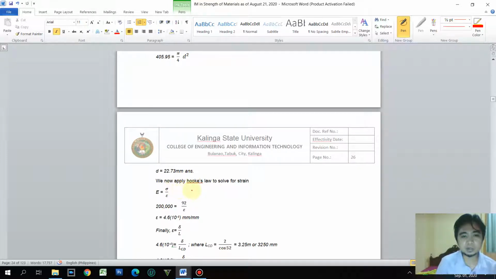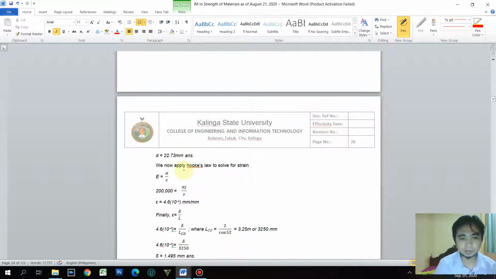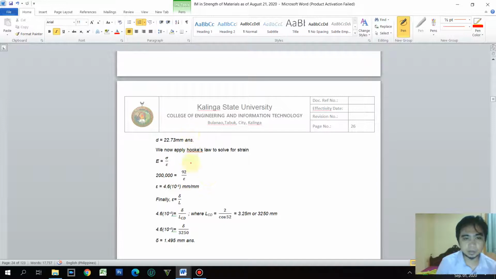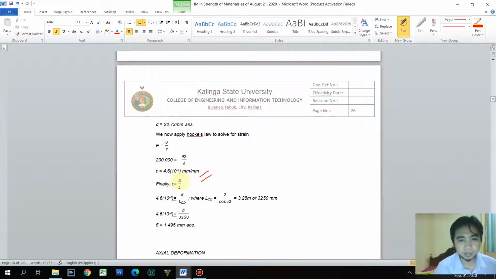Again, we apply the Hooke's law to solve for the strain. Ito yun. Strain is now equal to 4.6 times 10 raised to negative 4. Okay? Finally, in order to determine the length, ano ba yung equivalent length kapag ganito? Yun yung tanong. Of course, meron ka ng strain, meron ka na ring deformation. So, meron ka na ring LCD or the length of CD, then you can compute for the deformation.